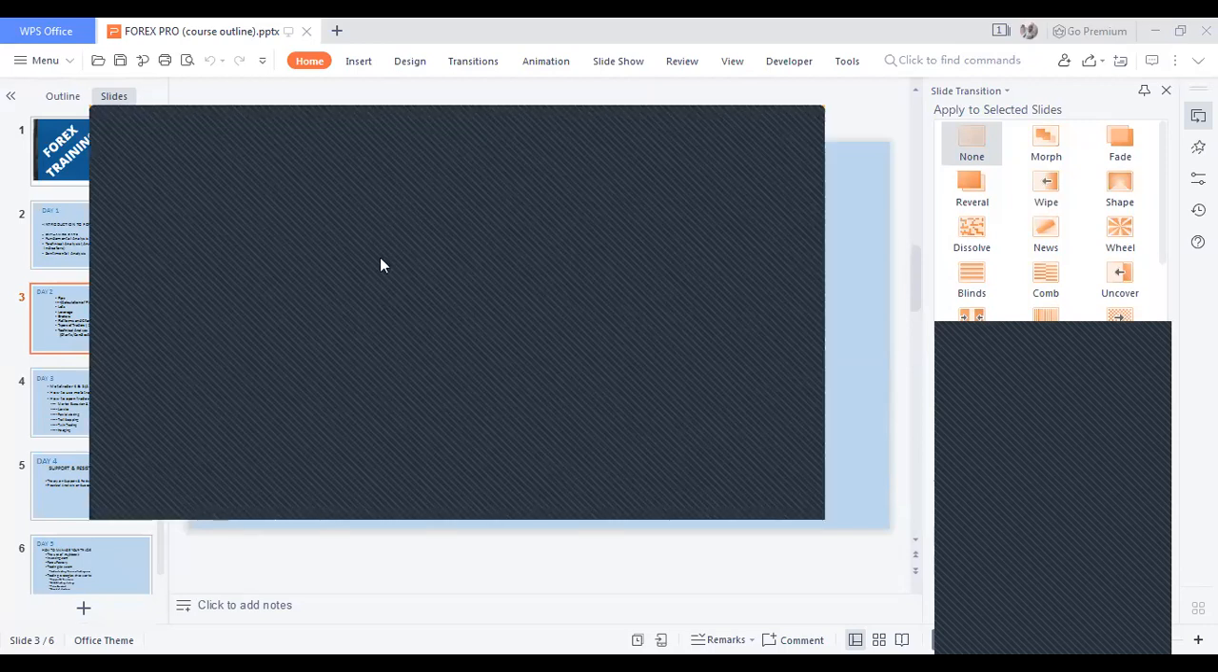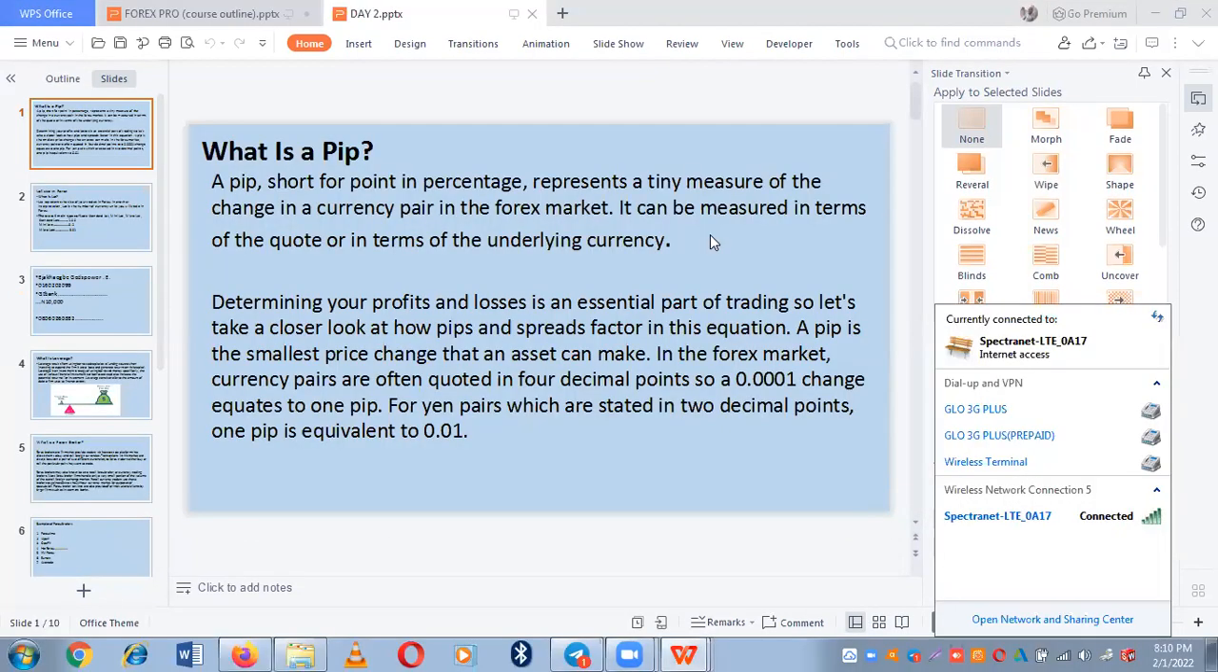What exactly is a pip? I'm going to share my screen right now so that you can see. A pip is known as percentage in point, and it's a tiny measure of the change in a currency pair in the forex market. It can be measured in terms of the quotes or in terms of the underlying currencies. Determining your profit and losses is an essential part of trading. So let's take a closer look at how pips and spread factor in this equation.